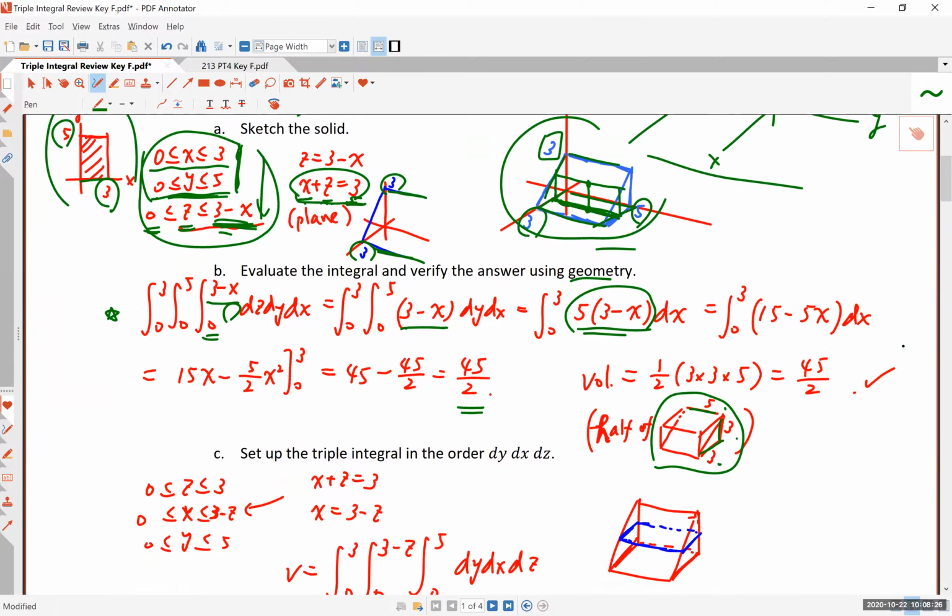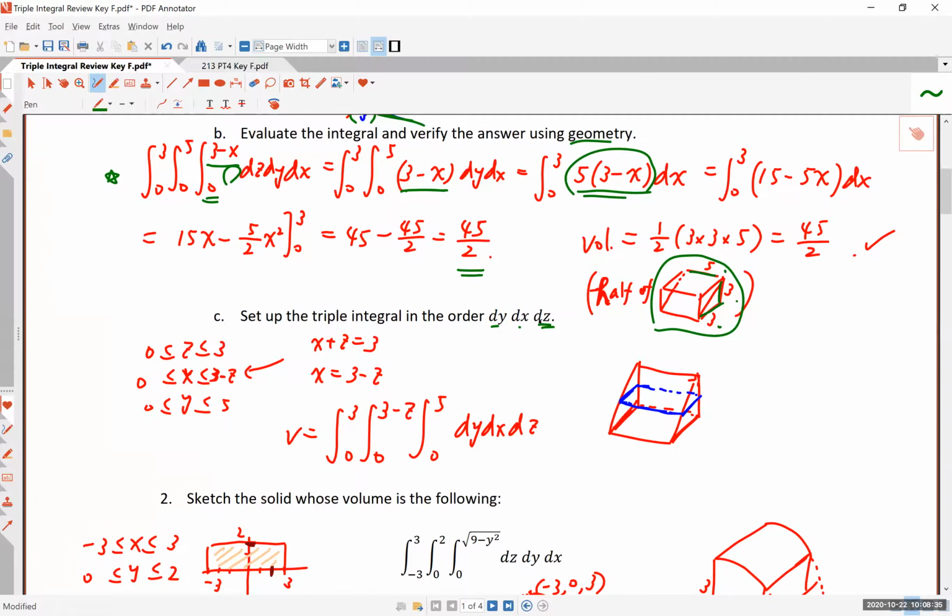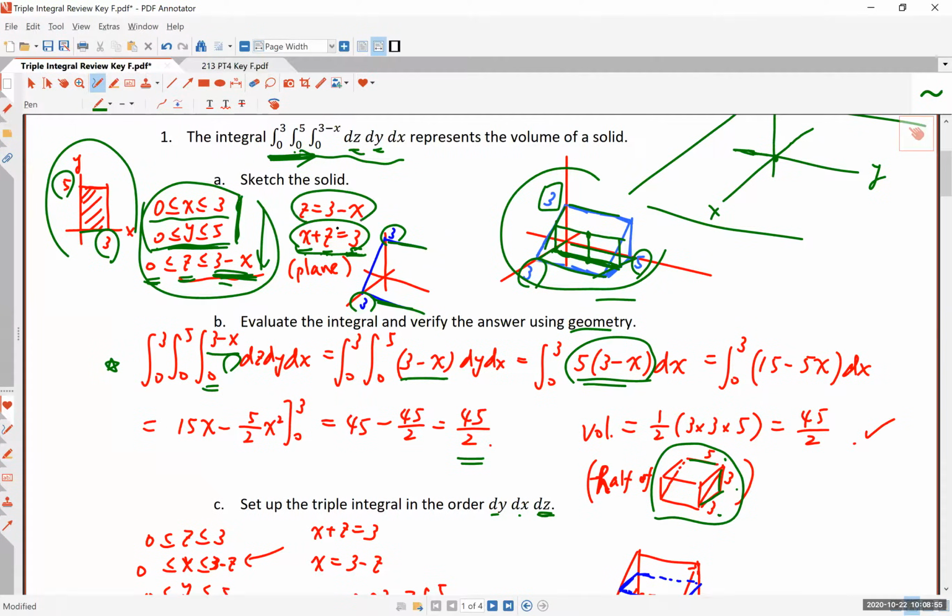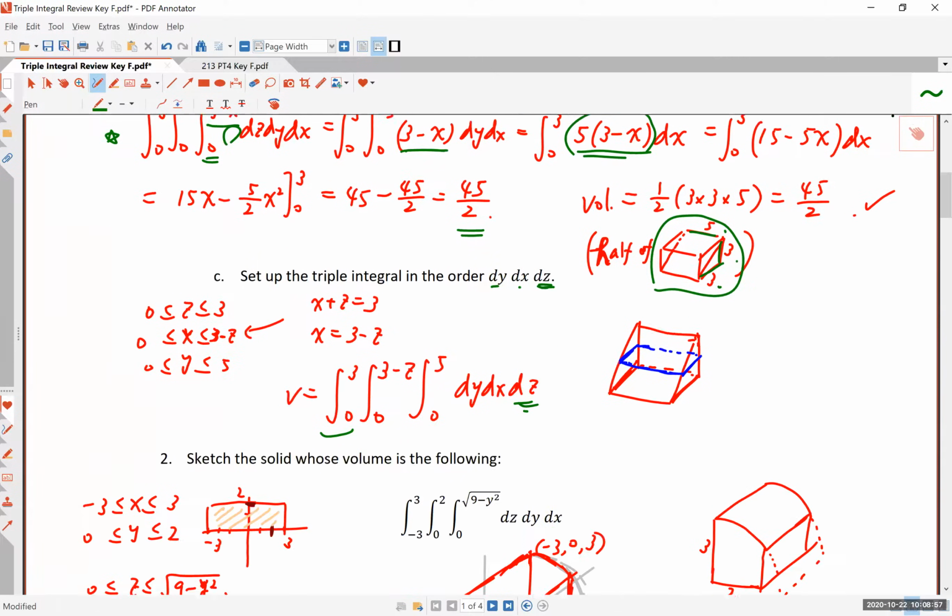Right. Now, and then set up the triple integral in the order dy dx dz. Now, that's going to change things a little bit, okay? And the way you think about this is, again, start with the very last variable written there, which is dz, right? So z goes from what to what? This time, remember, because z is associated with the outermost integral, you can't have a variable. Like you cannot use this 3 minus x outside.